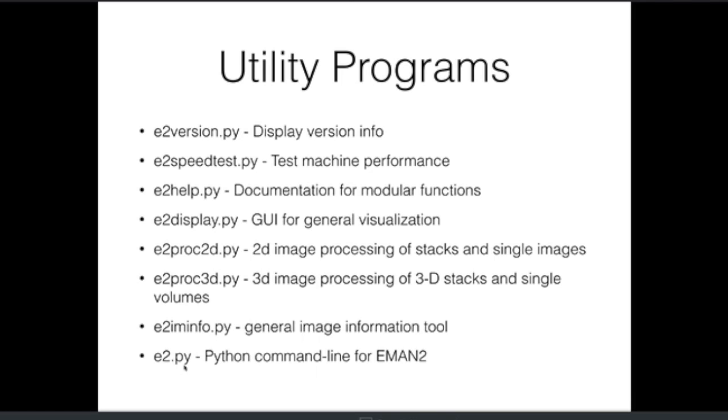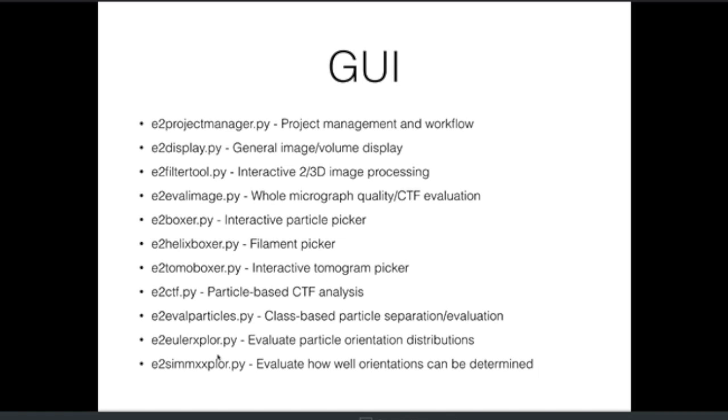And then for more advanced users, there's a Python interface which gives you access to all of the EMAN libraries at a Python level. There's a bunch of different graphical tools. The project manager is the primary one that most people will use. Most of the other utilities can be launched from the project manager, including E2 Display, which is the general image viewing program. I'm not going to go through these at any length right now, although I'll show you a couple of them later on in the demo.